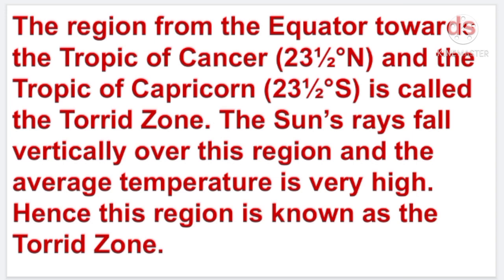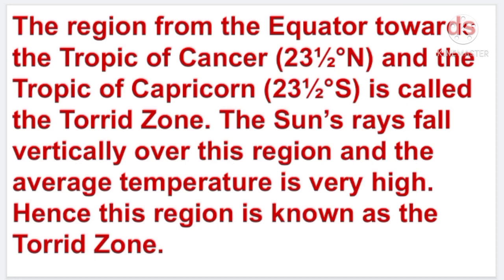The region between the Tropic of Cancer, 23.5 degrees north, and the Tropic of Capricorn, 23.5 degrees south, is called a torrid zone. The sun rays fall vertically over this region, and the average temperature is very high. Hence, this region is known as a torrid zone.